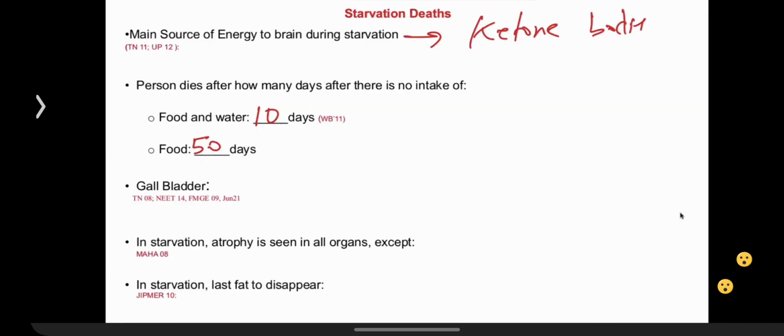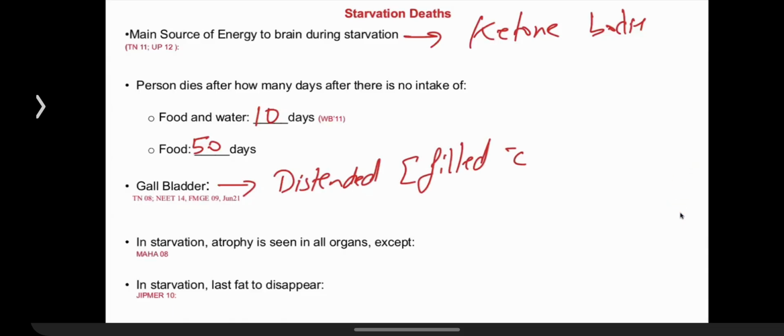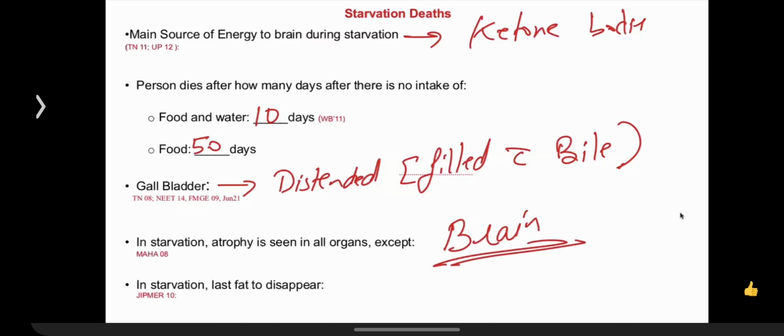Most of the things will shrink, but the gallbladder gets distended because it is filled with bile. Because there is no stimulus, there is no food, the gallbladder doesn't contract and the bile remains there. In starvation, atrophy is seen in all organs except brain. दिमाग काम करता रहता है, इंसान के माइंड को, ब्रेन को कभी शांति नहीं मिलती.